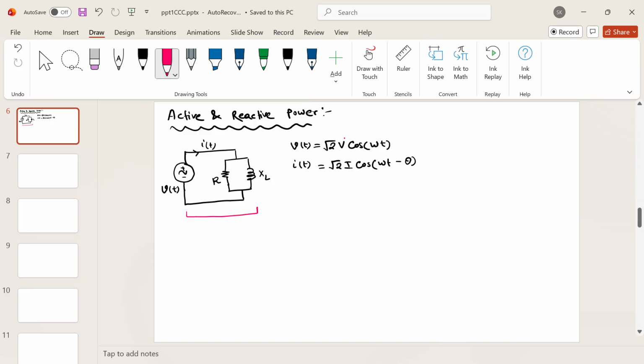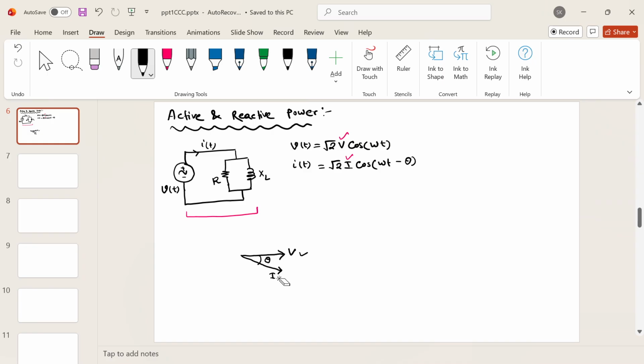Okay, and this V and I are the RMS values basically. Now, if I draw the phasor diagram of this voltage and currents, so let's say this is my voltage phasor, my current phasor will be here, and this is my angle theta. Now, this current and basically this V and I are the RMS quantities.